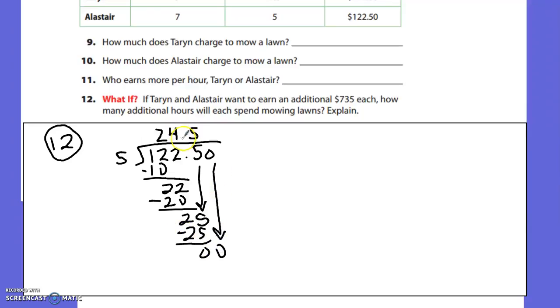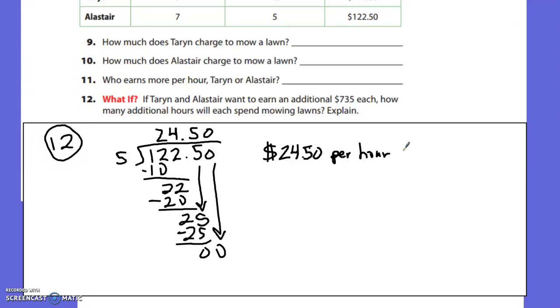But when it comes to money, you have to have 2 places in the cents, so it's going to be a 0. 5 goes into 0 times. So it's going to be $24.50, and I want to pay attention to what that means. $24.50 per hour. That's what Alistair makes. That's what you should have calculated for number 11. If you didn't do that, this is a nice hint to go back and fix that.